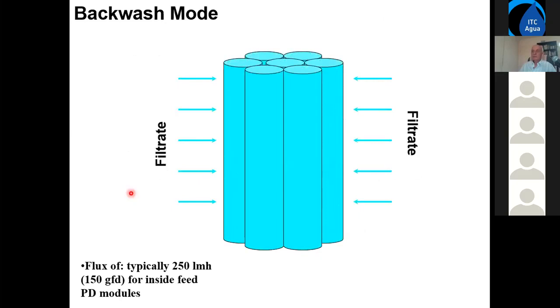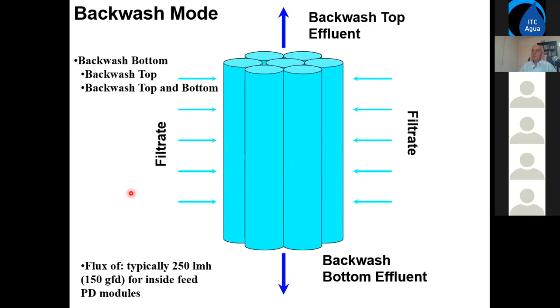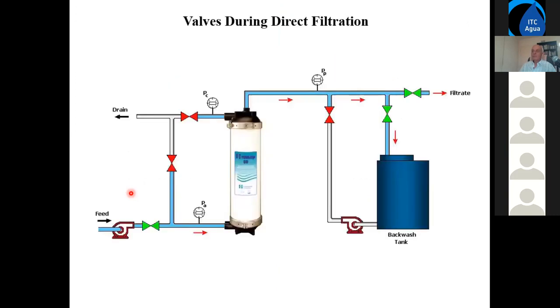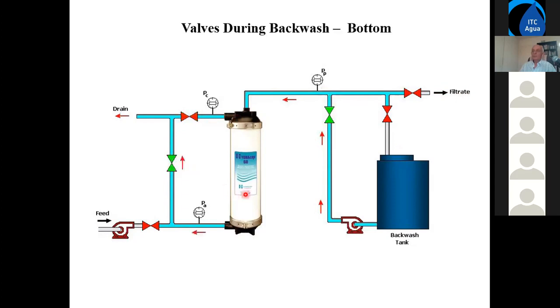Okay, so the filtrate, backwash bottom, backwash top, those are the valves. During direct filtration, the feed valve is open, the concentrate valve is closed, the bypass valve is closed. Only the filtrate valve is open and goes to the backwash tank and to the filtrate. Now backwash top: we close the feed valve, this valve is open, the backwash pump operates and backwashes. Bottom is the same operation, but now we open this valve and close this one. The bypass valve allows water on the other end to go out to drain.